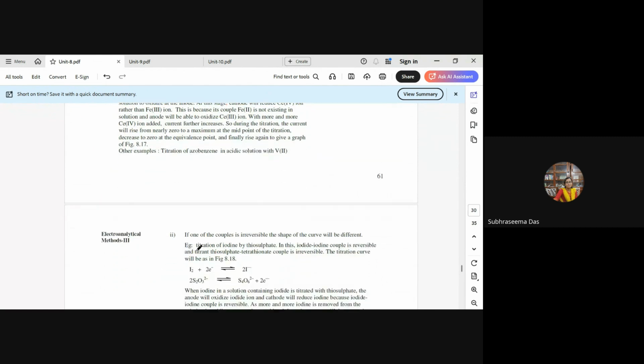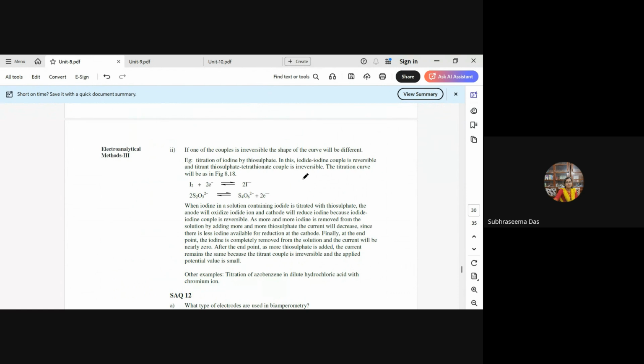So other examples that have been used are titration of azobenzene in acidic solution with vanadium 2 plus. If one of the couples is irreversible, then the shape of the curve will be different. For example, titration of iodine by thiosulfate.